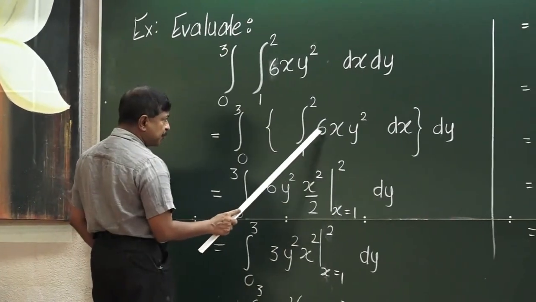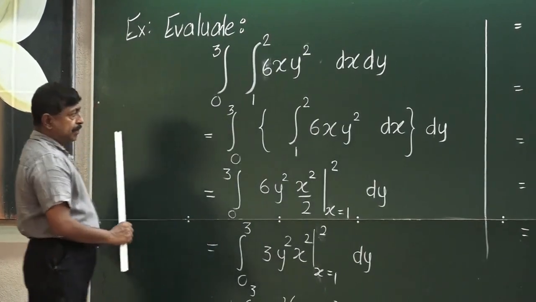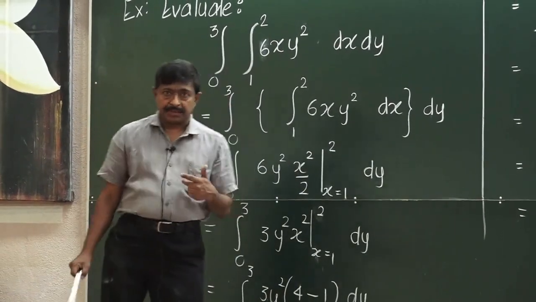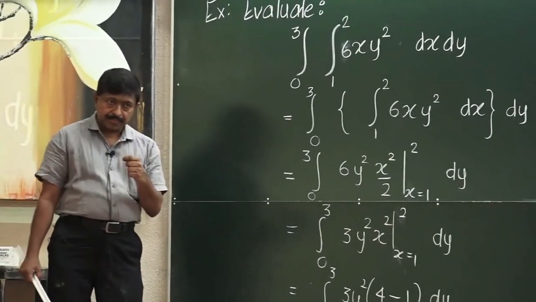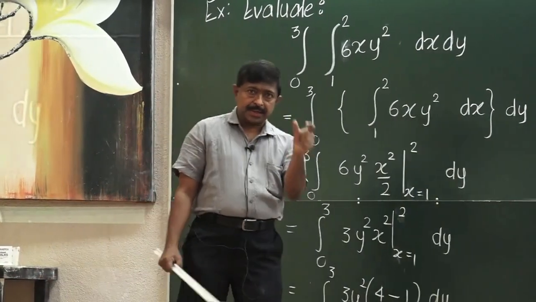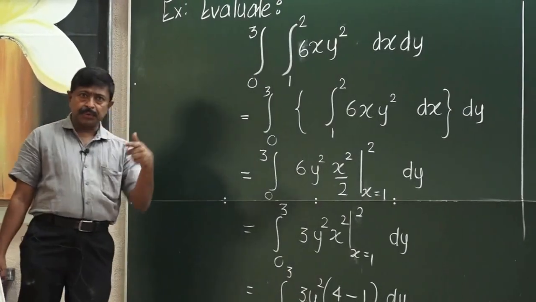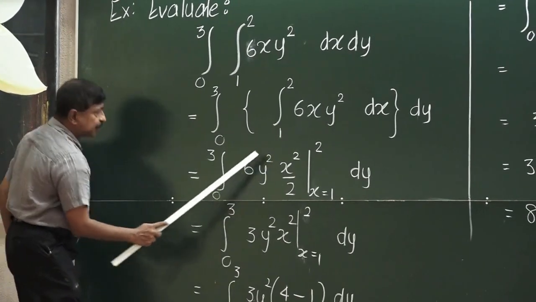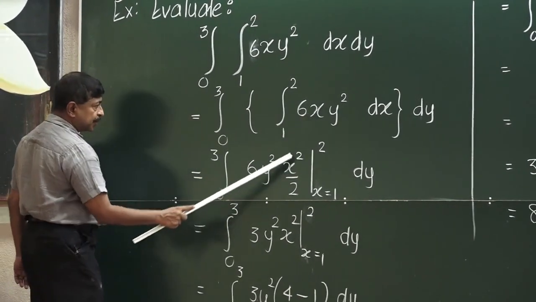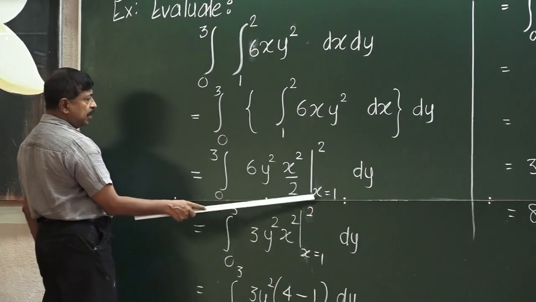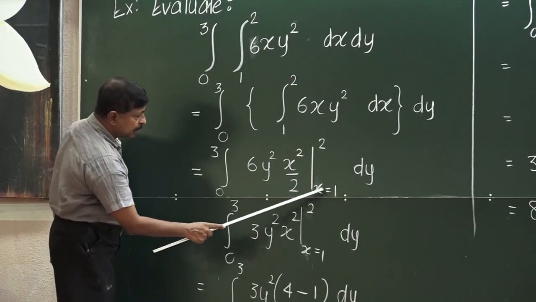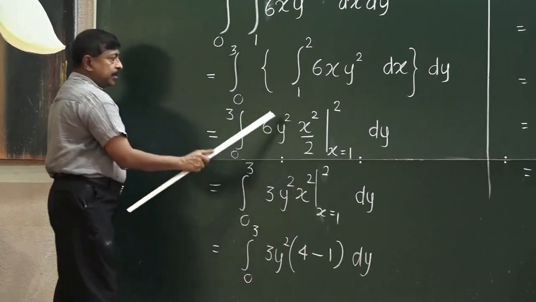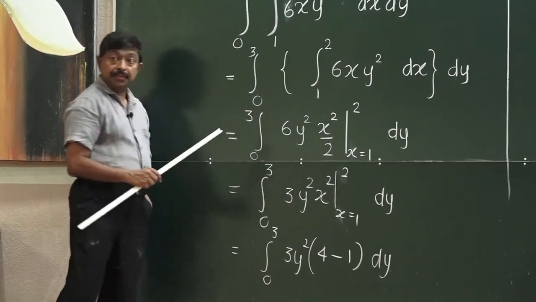So, x is the variable. Therefore, 6y squared can be treated as a constant. So, you leave 6y squared. It is like integrating 5x. If you integrate 5x, you keep 5 as it is, and you integrate x as x squared over 2. So, here 6y squared you keep as 6y squared, and you integrate this, you get x squared over 2. The lower limit is 1, upper limit is 2. Here you better write the variable, otherwise you might substitute these values into the other variable.